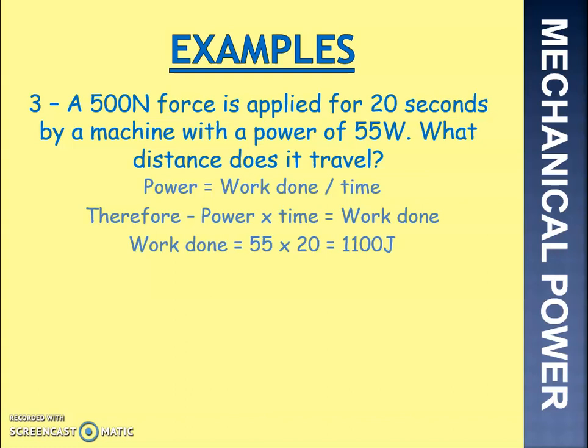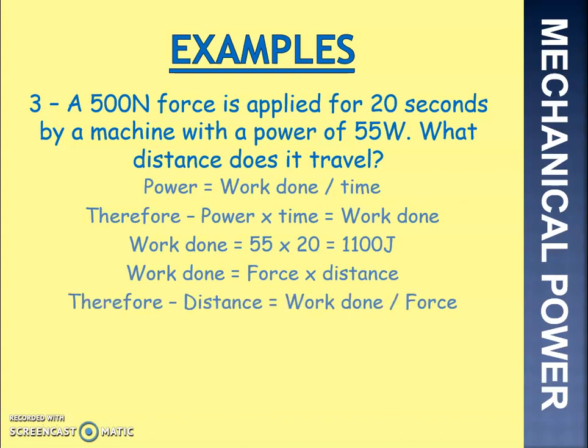So now I know the work done. I can work out the distance it's travelled because work done is force times distance. In this case, work done is 1,100, force is 500. I rearrange my equation. Distance is work done divided by force. 1,100 over 500 gives me a distance of 2.2 metres.